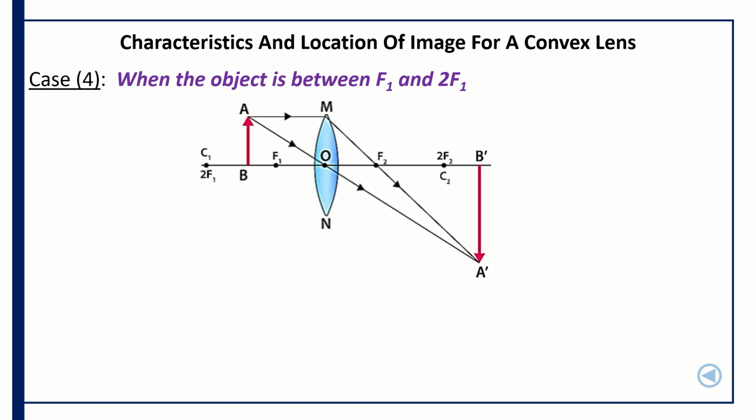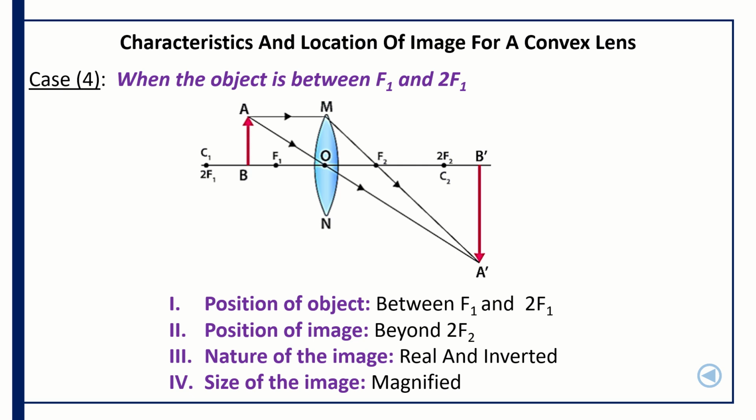One ray is parallel to the principal axis, which passes through the principal focal point f2 of the lens, and another ray is passing through the optical center. Those two will intersect at one point and create the image, and the formed image is beyond 2f2, that is beyond twice the secondary focal length of that lens, and the formed image is larger in size. So we are keeping the object between f1 and 2f1, and we are getting the image beyond 2f2.